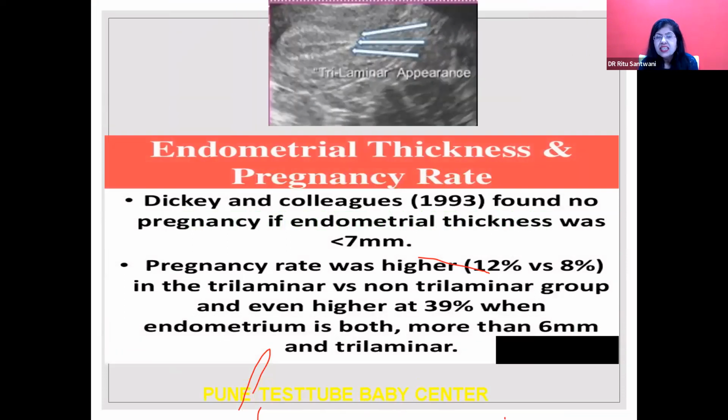Here we can see in this diagram the trilaminar endometrium. Dickey and Hellix found the results in endometrial thickness less than 7 mm, and the studies have shown the pregnancy rate was higher, 12% versus 8%, in the trilaminar versus non-trilaminar group.